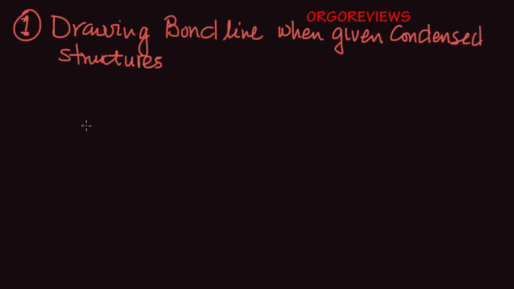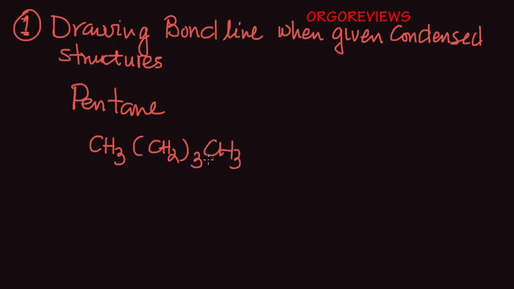So how do you draw bond lines when you're given a condensed structure? Let's begin this with an example such as pentane. Pentane has 5 carbons and it has a condensed structure of CH3, CH2 three times, CH3. Now, how would you represent this one as a bond line?